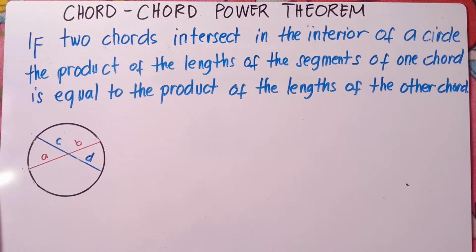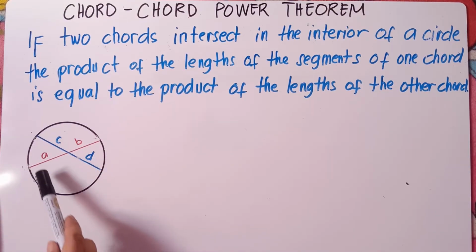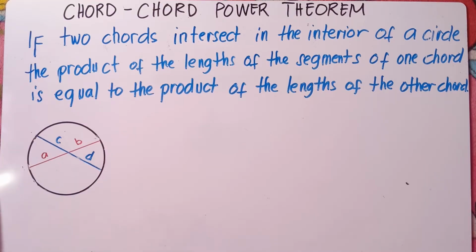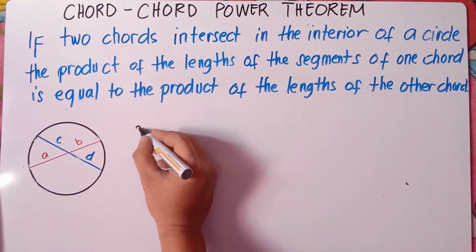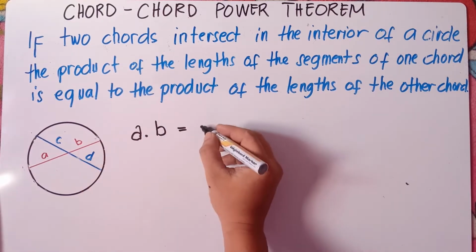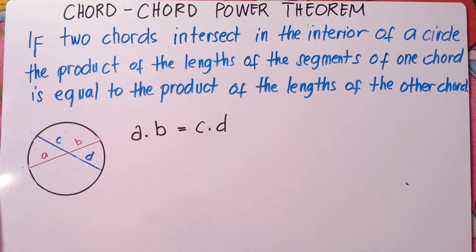Now in the theorem, it says that if two chords intersect in the interior of a circle, the product of the lengths of the segments of one chord is equal to the product of the lengths of the segments of the other chord. So therefore, this is the length of the first chord, AB. So the product of A and B is equal to the product of C and D. A times B is equal to C times D. So that's what we call the chord power theorem.